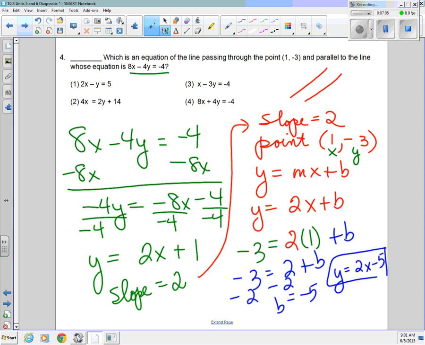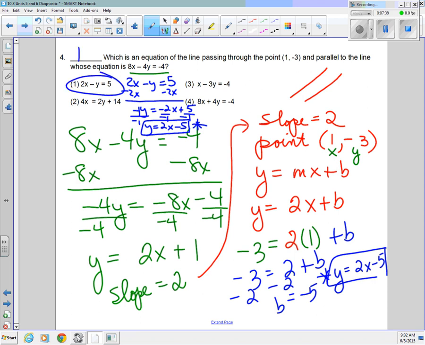Now, if I look at the choices, none of the choices actually say y equals 2x minus 5. However, one of the choices does solve to be y equals 2x minus 5. So if I look at choice number 1, 2x minus y equals 5, if I subtract the 2x over, I would get negative y equals negative 2x plus 5, and divide both sides by negative 1, and I would get y equals 2x minus 5. And that matches what I have down here. So the answer is choice 1.